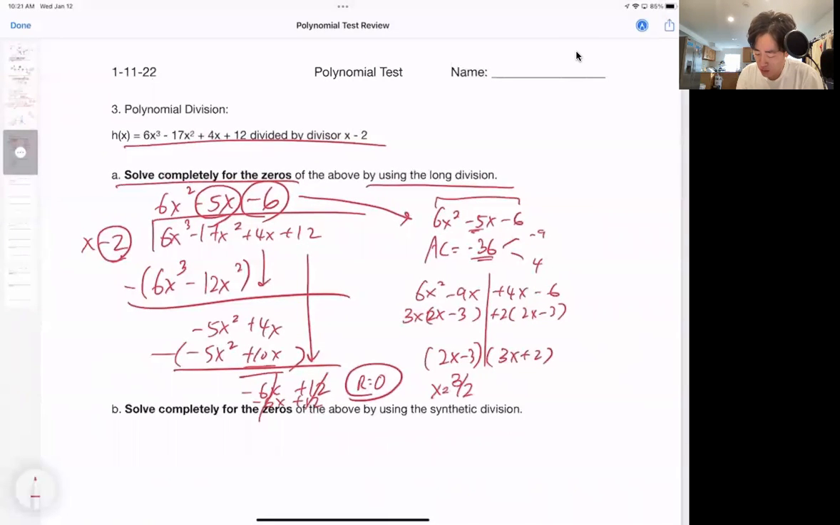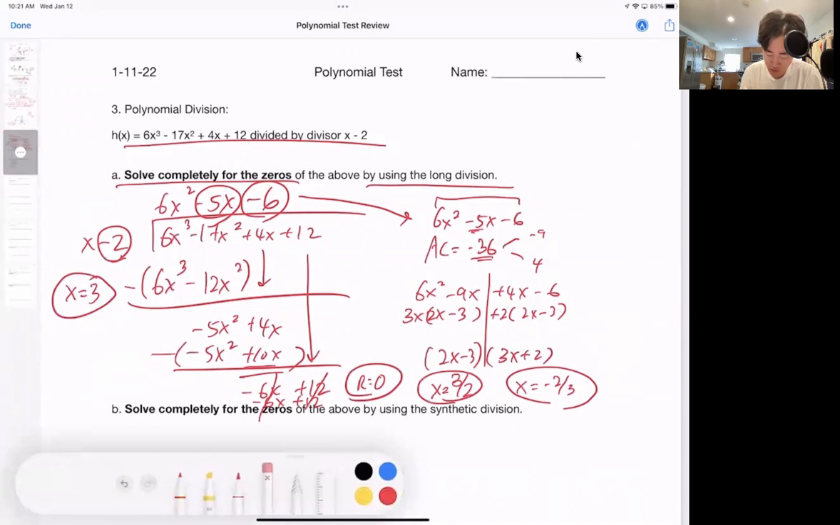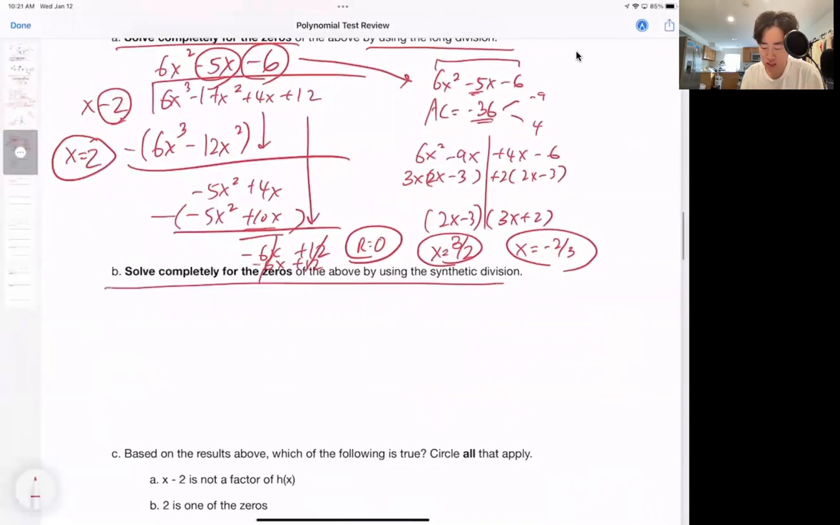3 over 2 will be one of my zeros, and the other will be negative 2 over 3, and the other zero will be x equals positive... Oh, I'm sorry, x equals positive 2. So I have all the zeros that I have. Solve completely for the zeros using the synthetic division.